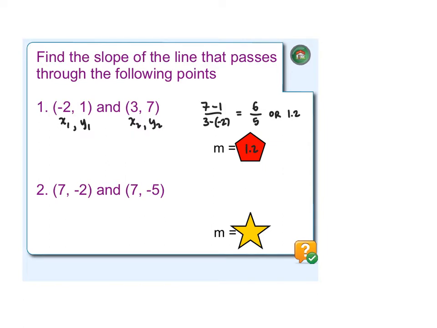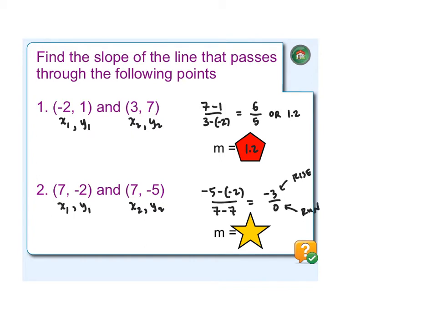Okay, problem number 2. x1, x2, that should be a 2, y1 and y2. y2, which is negative 5, minus y1, which is a negative 2, over x2, which is 7, minus x1, which is 7. Now this is interesting. We end up getting negative 3 over 0. What does that mean? That is our rise. This is our run. Let's sketch this.